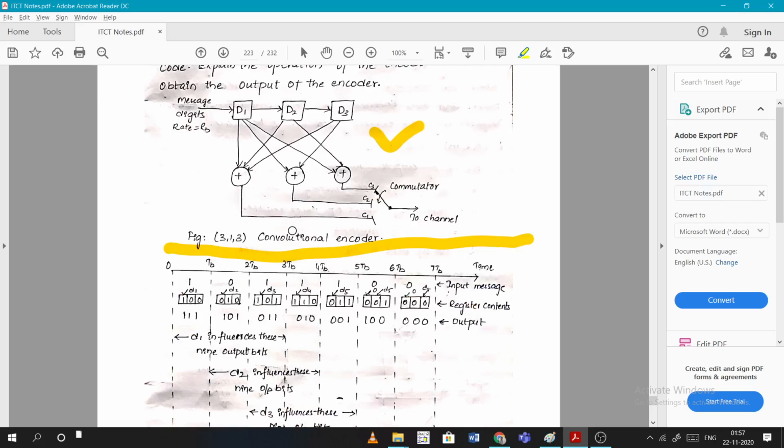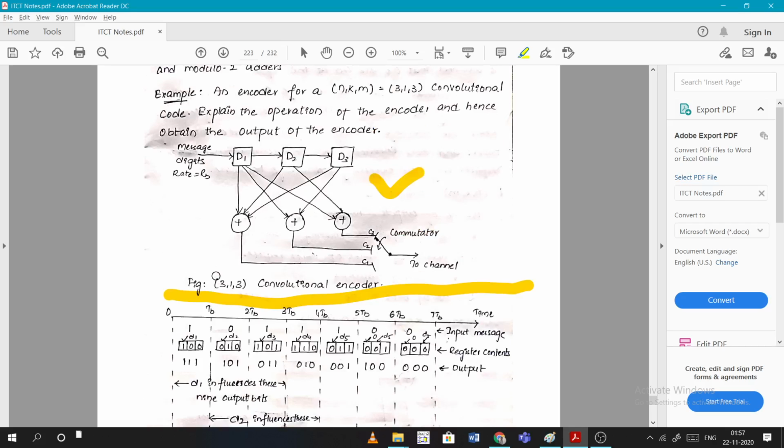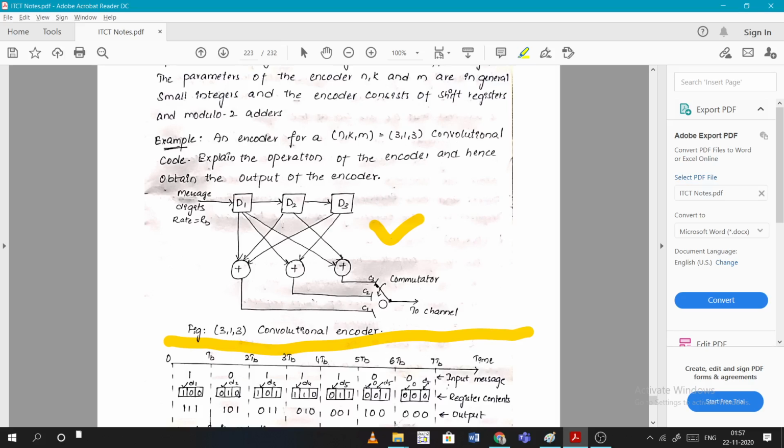Now what we need to do is draw the timestamps. Here the time goes from 0 to Tb, 2Tb, 3Tb, 4Tb, 5Tb, 6Tb, 7Tb. I will tell why up to 7Tb; we'll see how we got that.